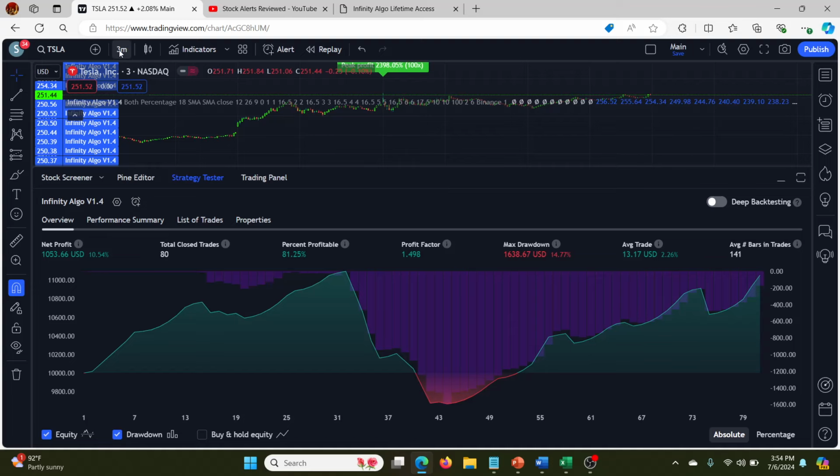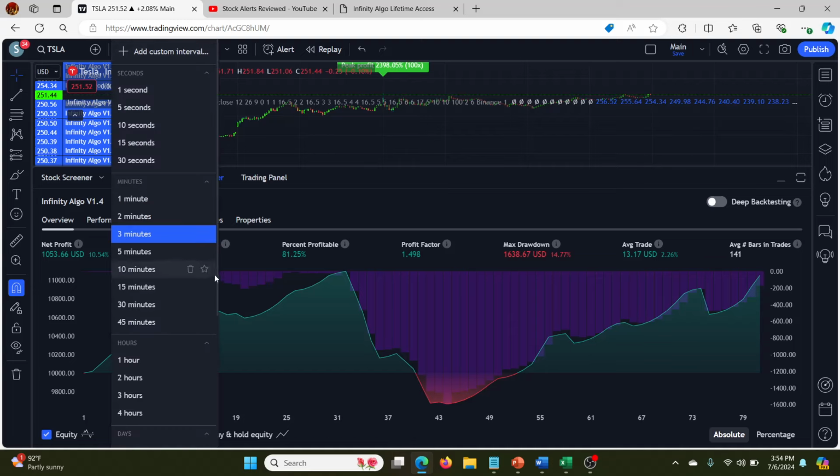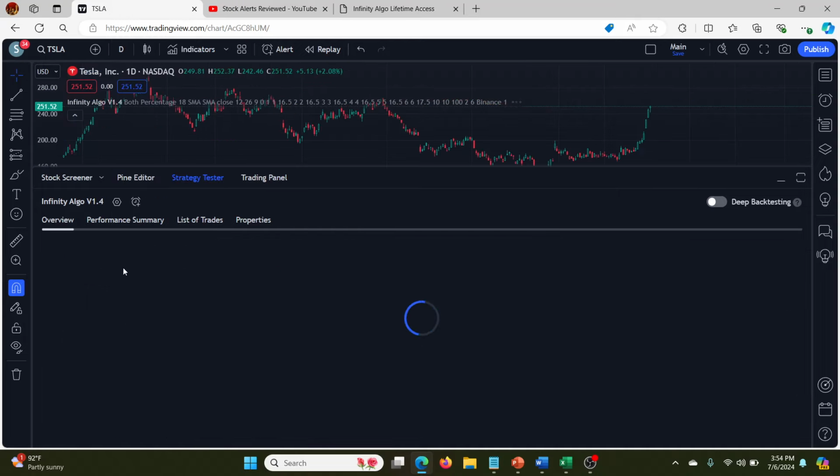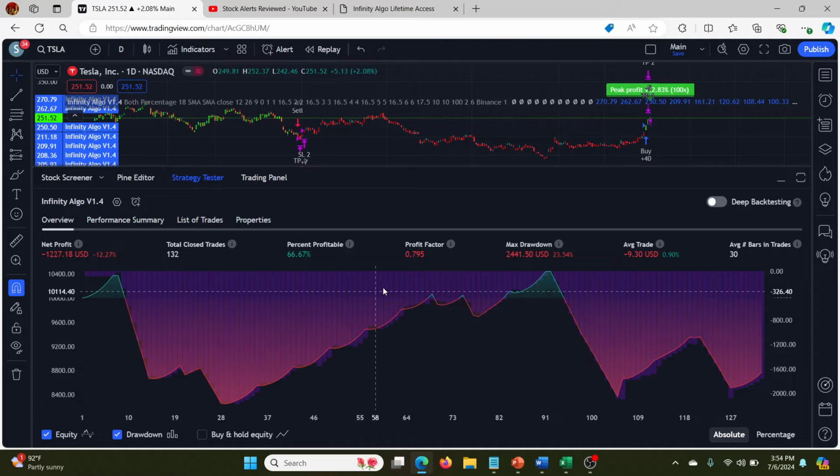So pretty cool. Let's look at the daily. I'd hope on the daily that it'd be profitable, but let's have a look and see. So here's the daily on Tesla. Actually, on the daily on Tesla, it's not. It's a profit factor less than 1.